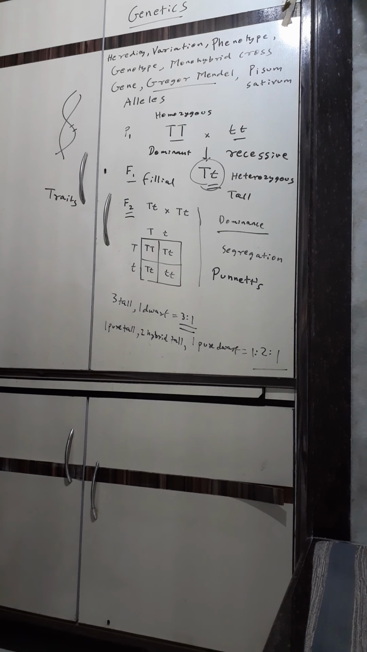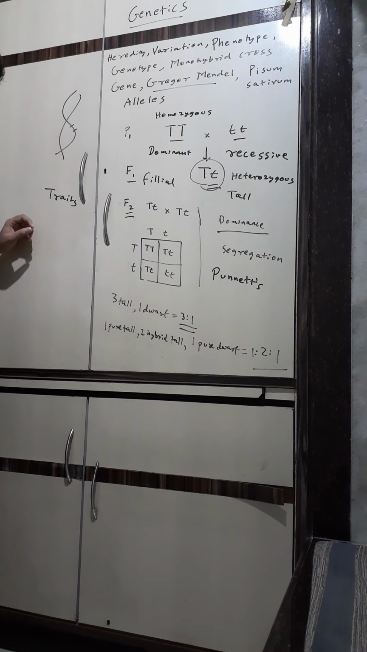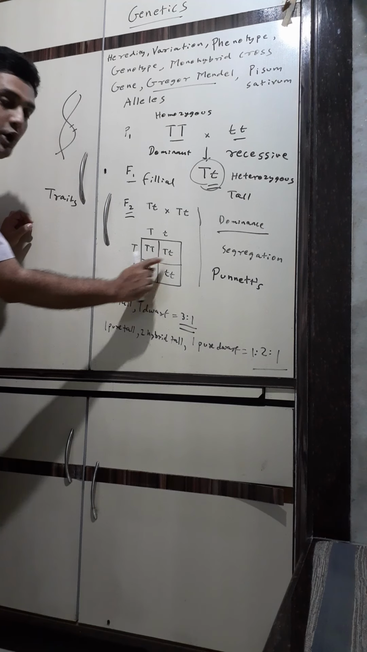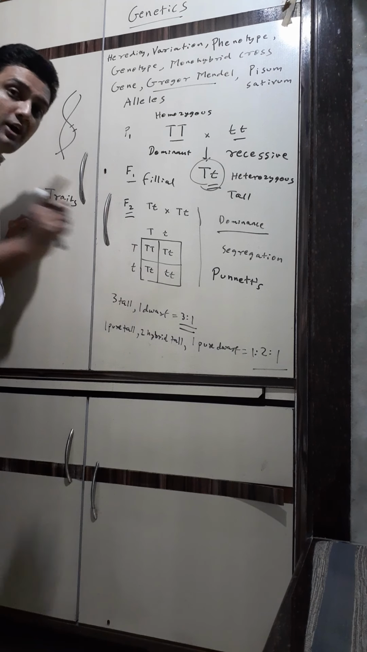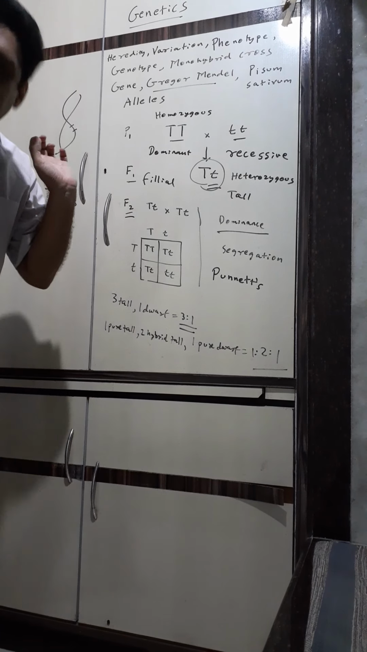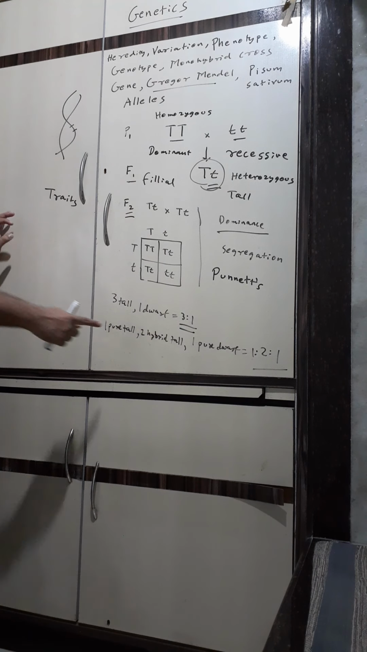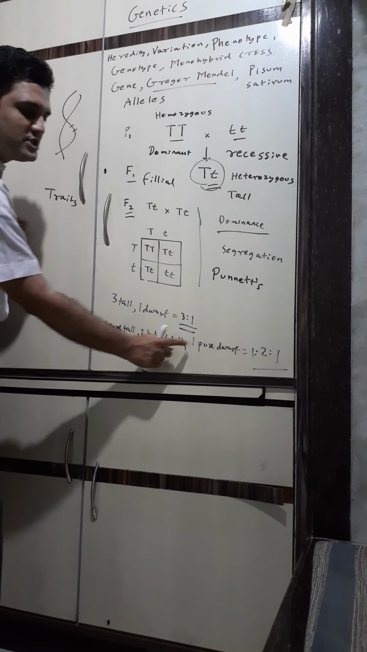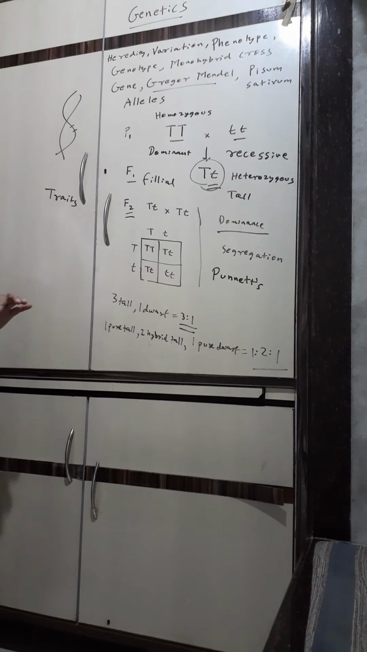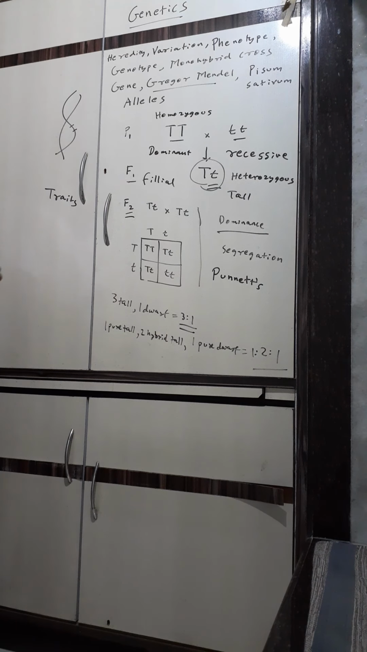But if I ask you, how many are pure tall? Only 1 pure tall, that is homozygous tall. How many are hybrid tall? 2 hybrid tall, that is heterozygous tall. And how many are pure dwarf? One pure dwarf. Dwarf will only appear in pure condition. It will never express in a heterozygote because it is recessive. So this is 1:2:1, the genotypic ratio. And this is the phenotypic ratio.